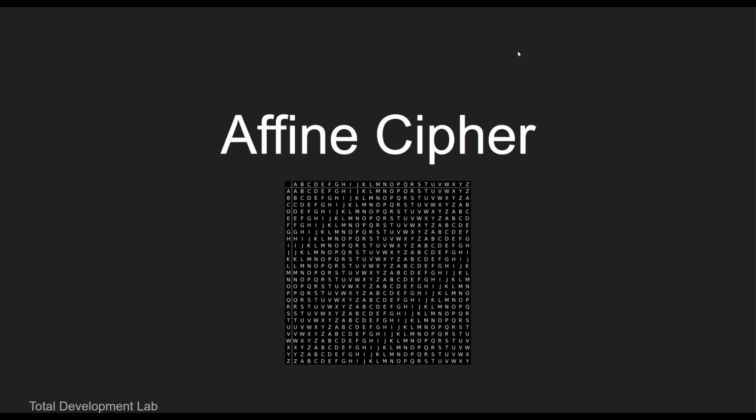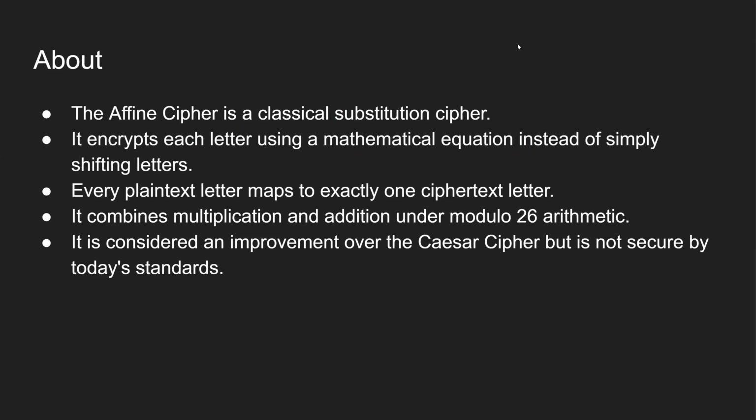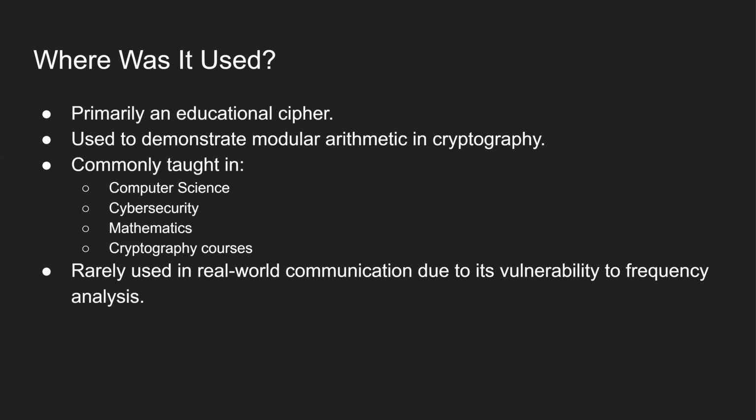Now, a little bit about the cipher. The Affine cipher is a classical substitution cipher. It encrypts each letter using a mathematical equation instead of simply shifting letters. Every plain text letter in this cipher maps to exactly one ciphertext letter, and it combines multiplication and addition under modulo 26 arithmetic. It is considered an improvement over the Caesar cipher, but it is not secure by today's standards. So where was it used?